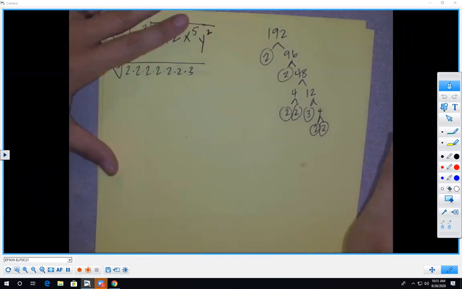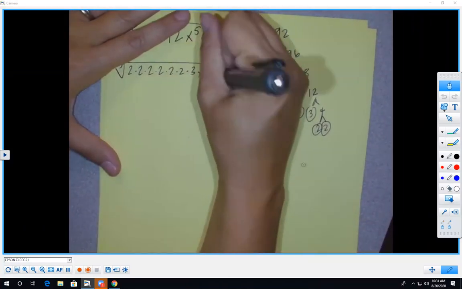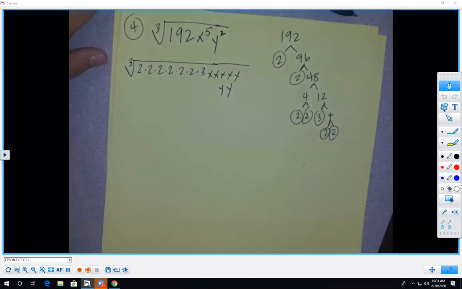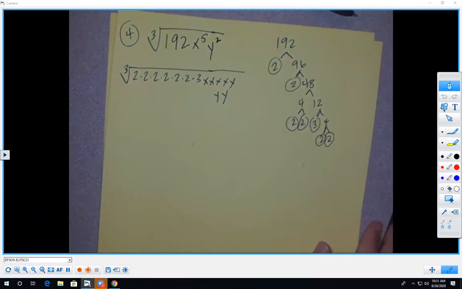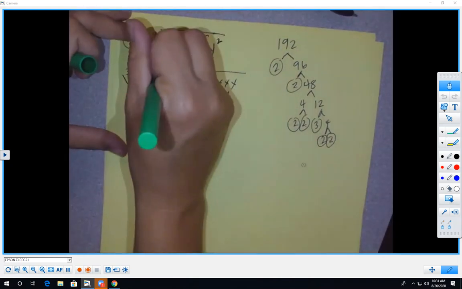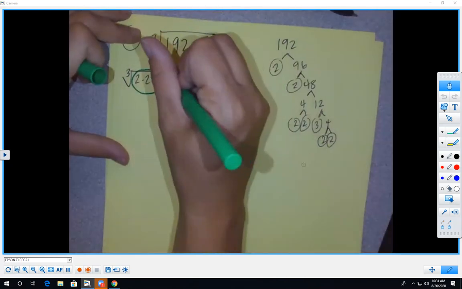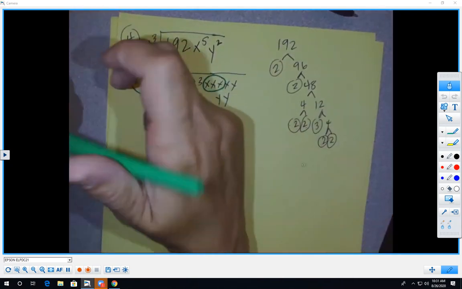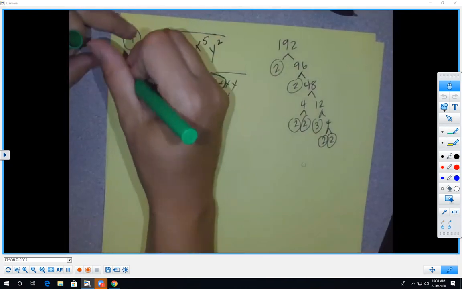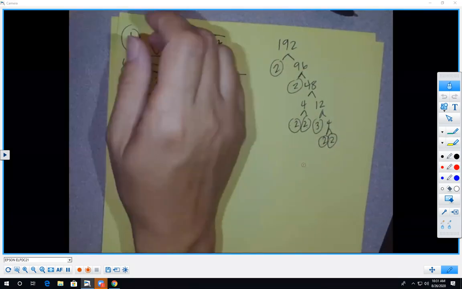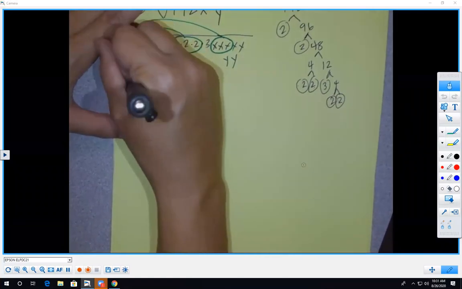And then there's x to the 5th y squared, so that's 5 x's, 2 y's. And you can take out groups of 3 this time because it's a cube root problem. So I have one group of 3 2's. I have another group of 3 2's. And I have a group of 3 x's. So that's what comes out. And on the outside, that's going to be 2 times 2 times x. You pick 1, 2 from each group. So 2 times 2 times x would be 4x.